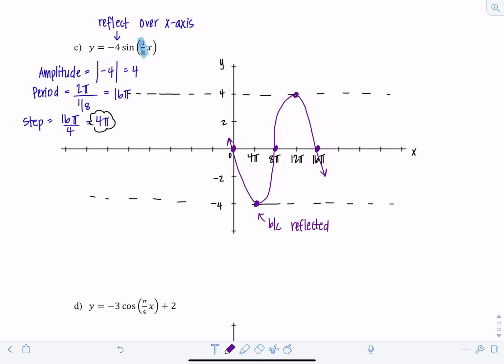Okay, so what is the domain? Yes, it's all real numbers, so -infinity to infinity. And the range is from -4 to +4, inclusive. Okay. Looks good. Let's do one more.